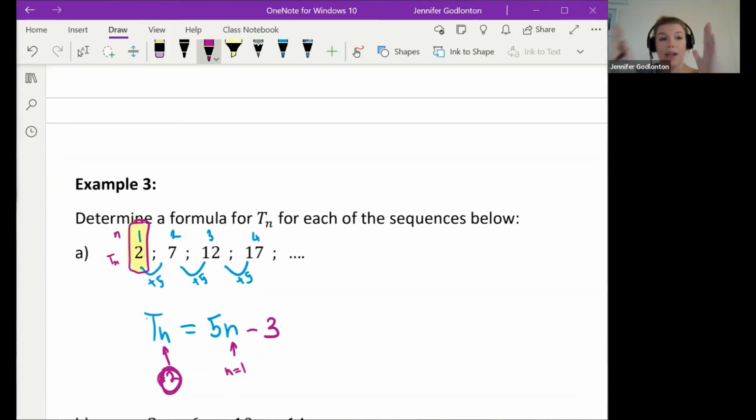So we take whatever that first number is, we multiply it by 1, or that first position. And so 5 times 1 is 5. I need my answer to be 2. So I'm going to say minus 3, because 5 minus 3 is going to give me 2. Okay, hopefully that cleared up a little bit for the second step for those of you who are still a little bit on the fence.